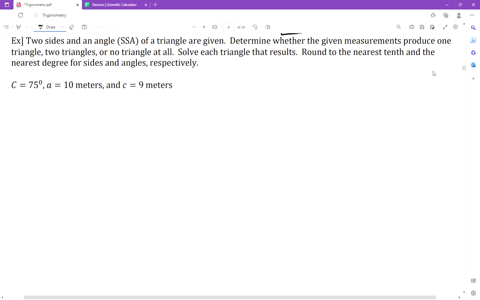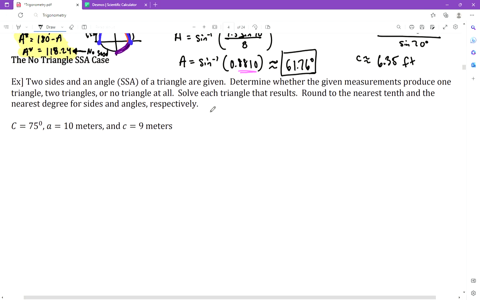Hi everyone, and welcome to our video on the law of sines problem where we would not have a triangle. So, the no triangle SSA case.